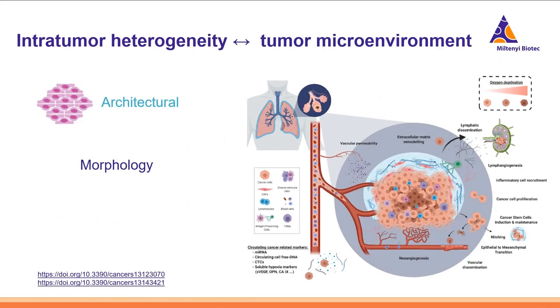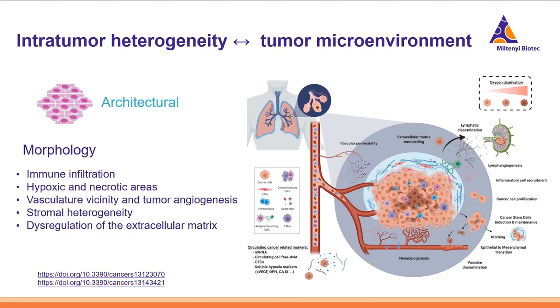So let's start to review more in detail the different aspects of tumor heterogeneity. Here we can start with architectural heterogeneity, which is really related to the morphology of the tumor. And we can observe here a cartoon picture of how a tumor can look like. We can see that we have a central hypoxic area that leads to a series of cascade effects around the tumor.